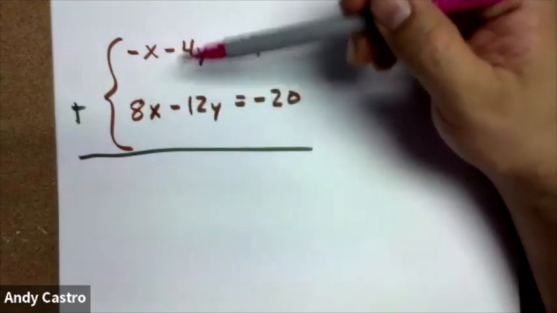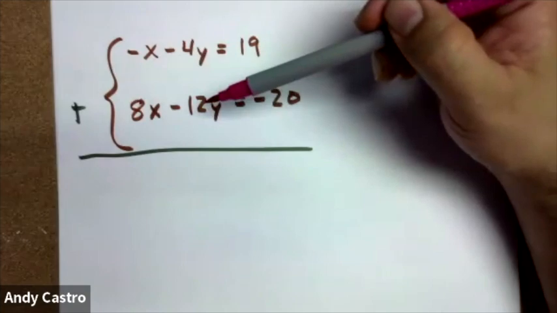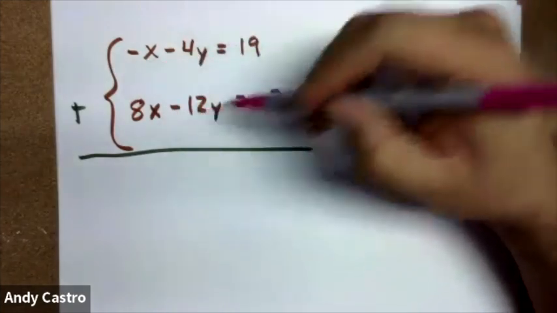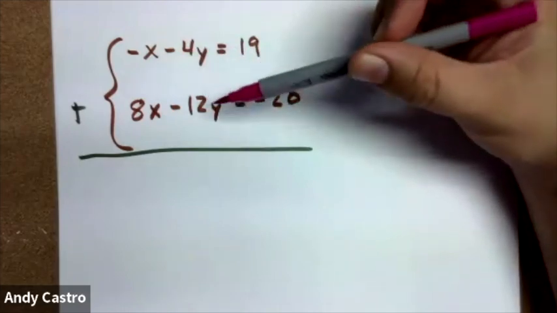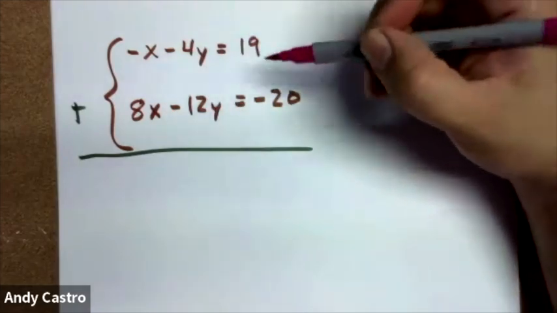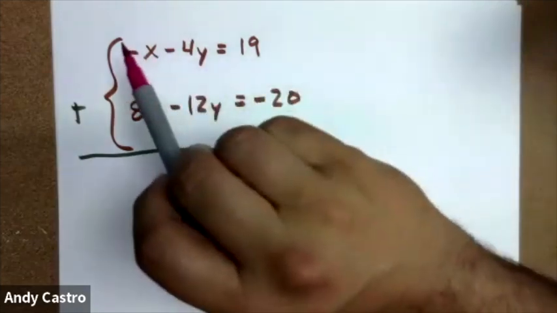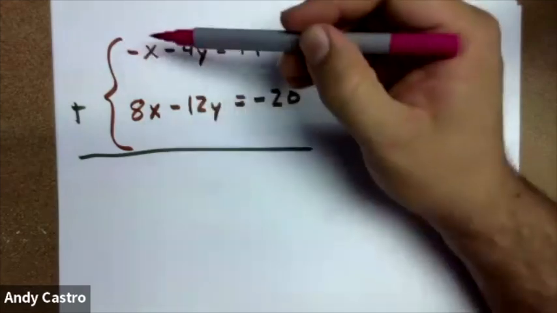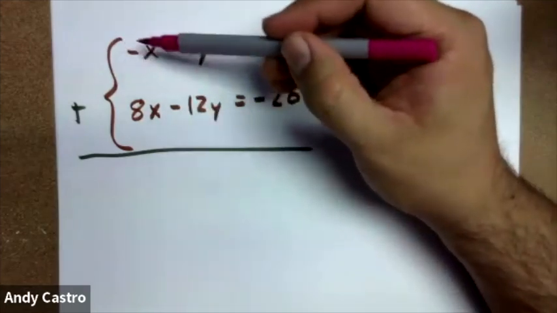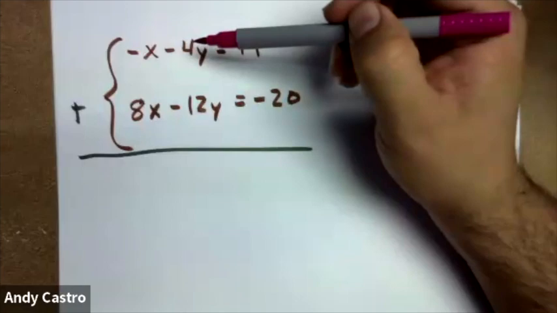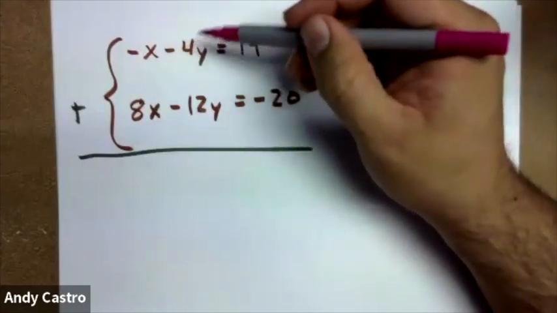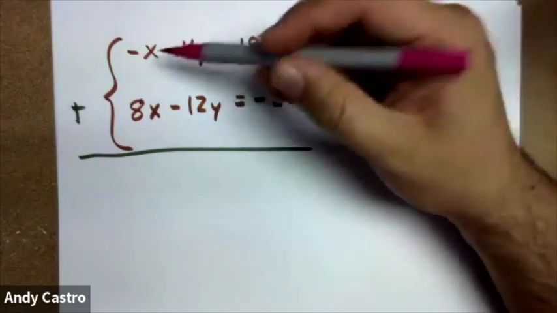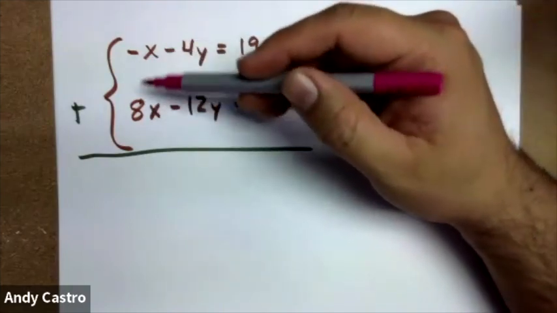Or here, this would need to be a positive 4. Okay. So how could I do this? There's one of two ways that I could do this most easily. There's several different ways to do it, but if we look here, if I multiply this top equation simply by the number 8, that would give me a negative 8x minus 4 times 8, so that would be a 32 here, y, equal to 19 times 8, whatever that ends up being. Then I would have something opposite here.